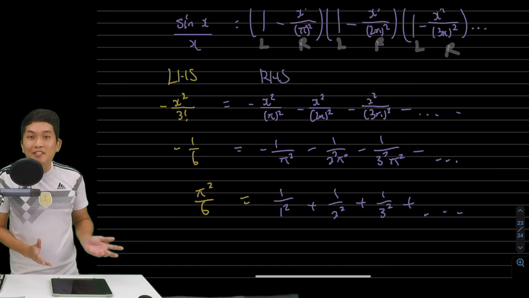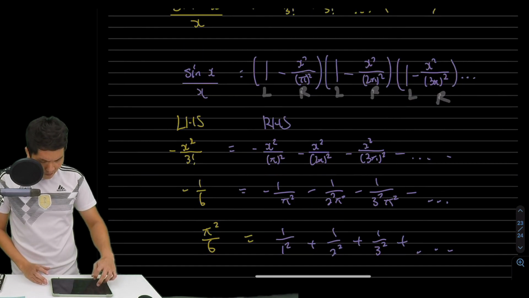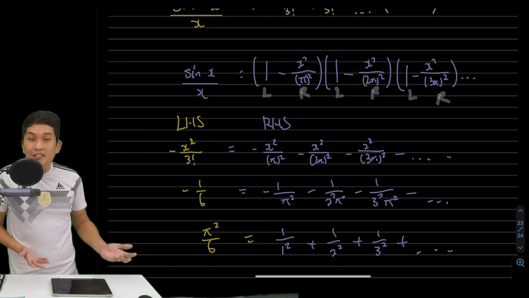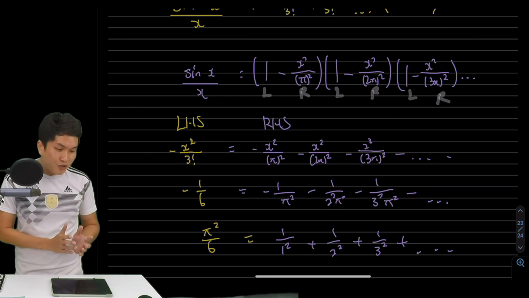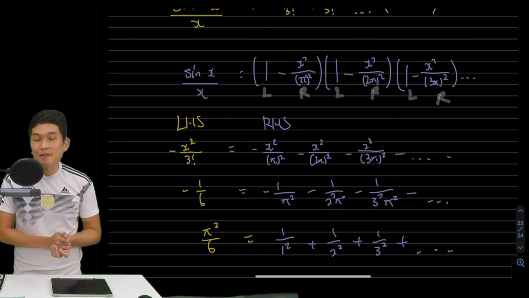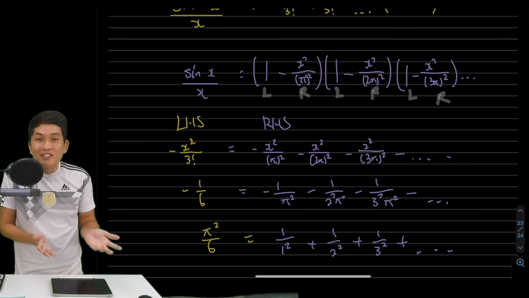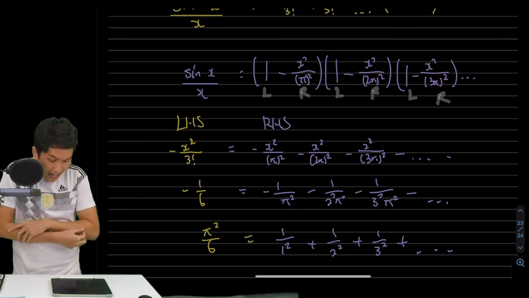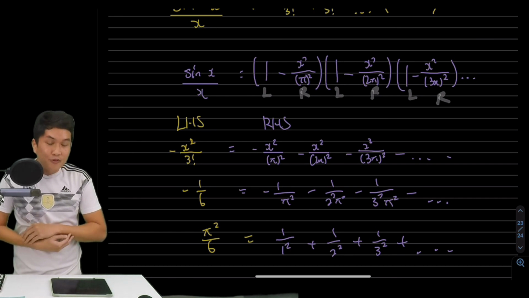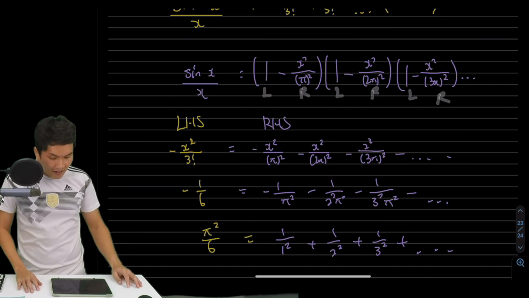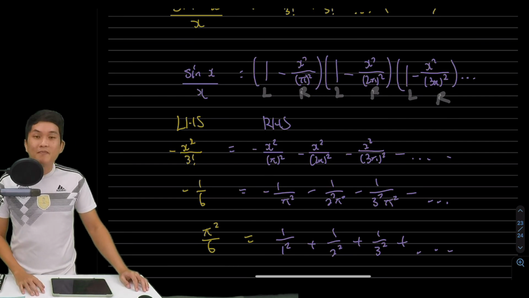Pi squared over 6, right? In what? 4 or 5 steps, right? So this is really a snapshot of the genius of Euler. When I first saw this, I had goosebumps, right? Even now, I'm still getting a bit of goosebumps just looking at how he managed to do this, right?